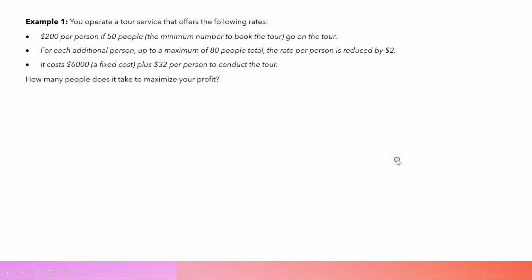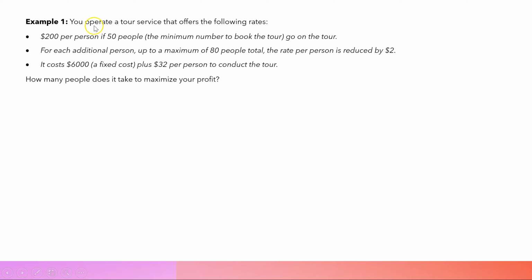Welcome to the second part of the optimization lesson. In this lesson, you're going to see more examples of optimization problems. The first example we're going to look at is an example that involves maximizing profit.